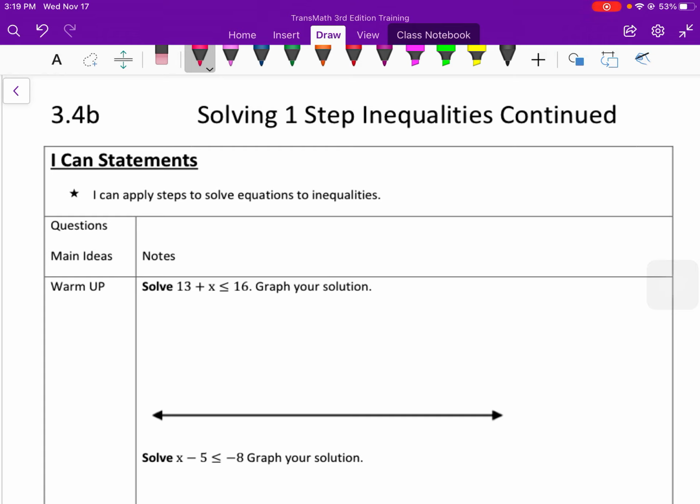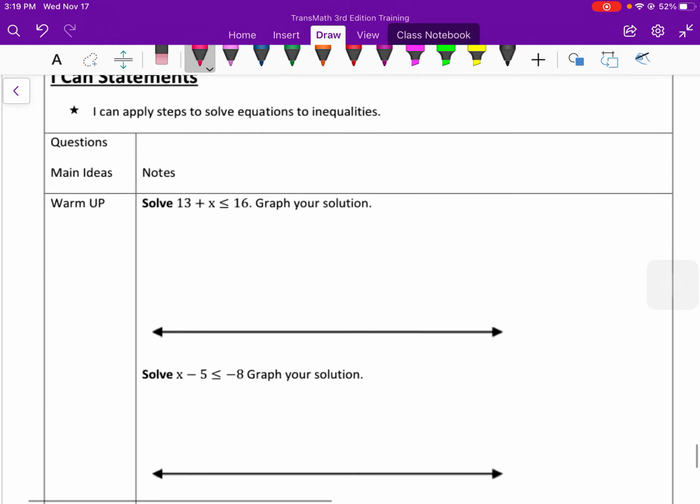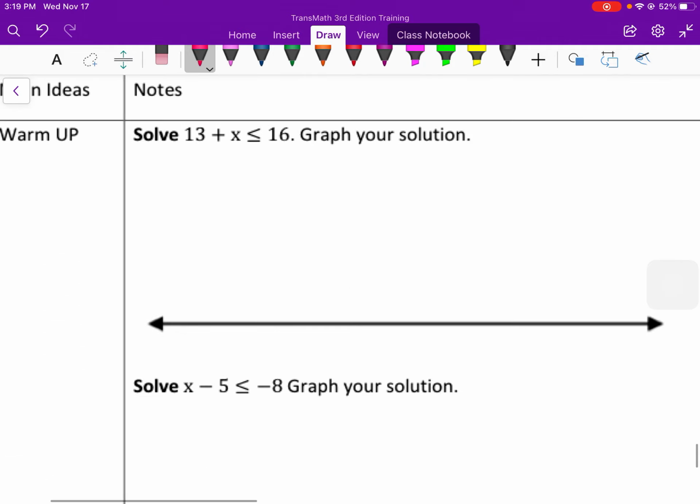Right, day 2, solving one-step inequalities continued, 3.4b. So we're going to keep solving inequalities, but we're going to review some of our important properties as well in this lesson. So let's warm up with some review from last time. Solving an inequality that looks like this. So we have 13 plus x less than or equal to 16.